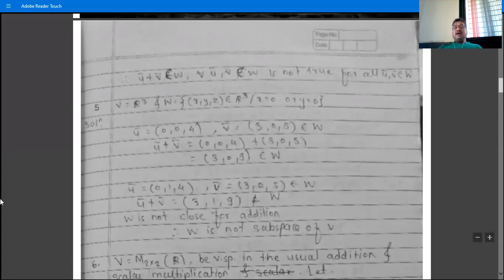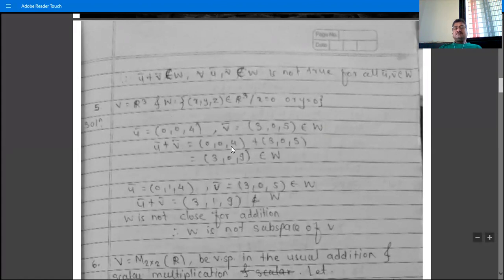x is 0 or y is 0 means either x is 0, or y is 0, or both are 0. So for example, (0, 0, 4) is also an element of W. (3, 0, 5) is an element of W. So these u bar and v bar are elements of W. But what is their addition? (0, 0, 4) plus (3, 0, 5) is (3, 0, 9). And this is an element of W. This means this is not a counterexample for W.